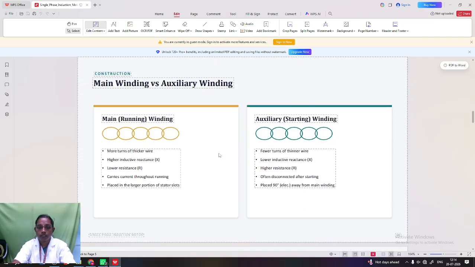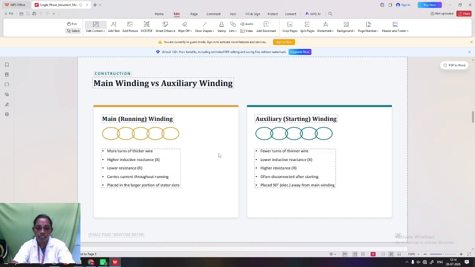The comparison between the main winding and the auxiliary winding. The main winding has more turns of thicker wire, the auxiliary winding has fewer turns of thinner wire. The main winding has higher inductive reactance, the auxiliary winding has lower inductive reactance. The main winding has lower resistance, the auxiliary winding has higher resistance.